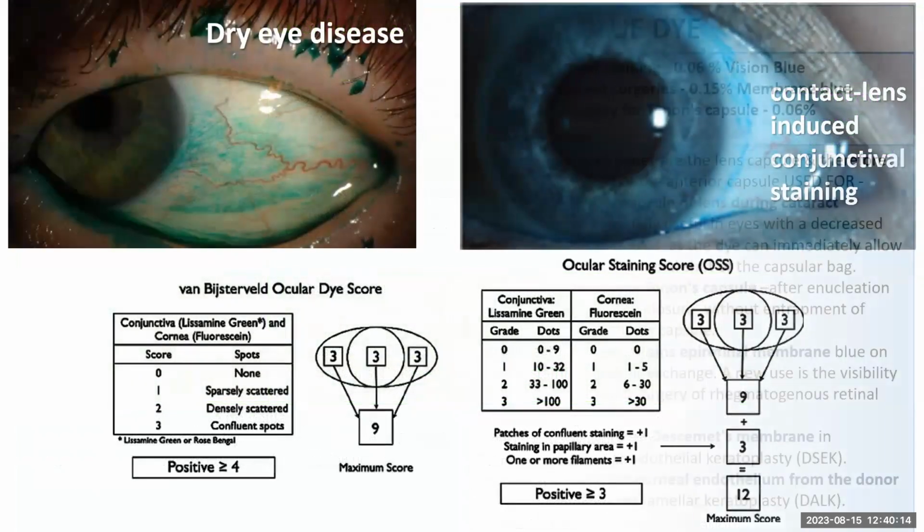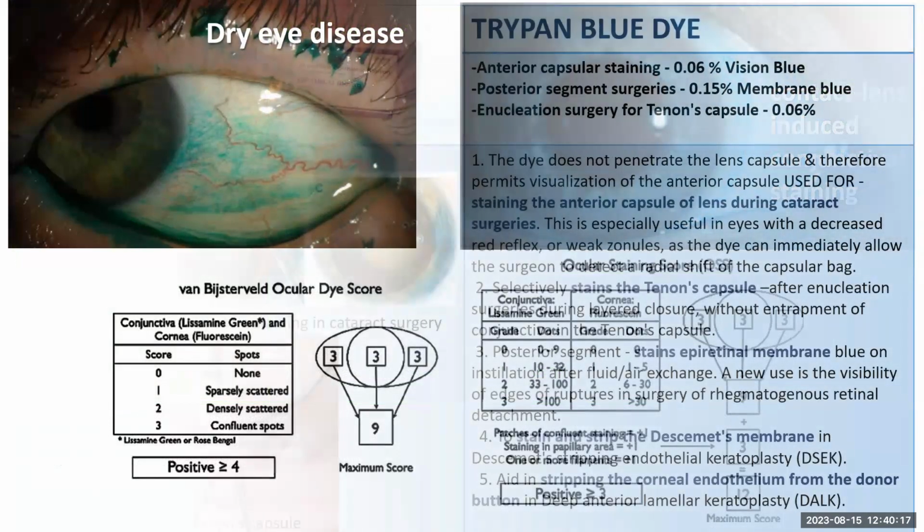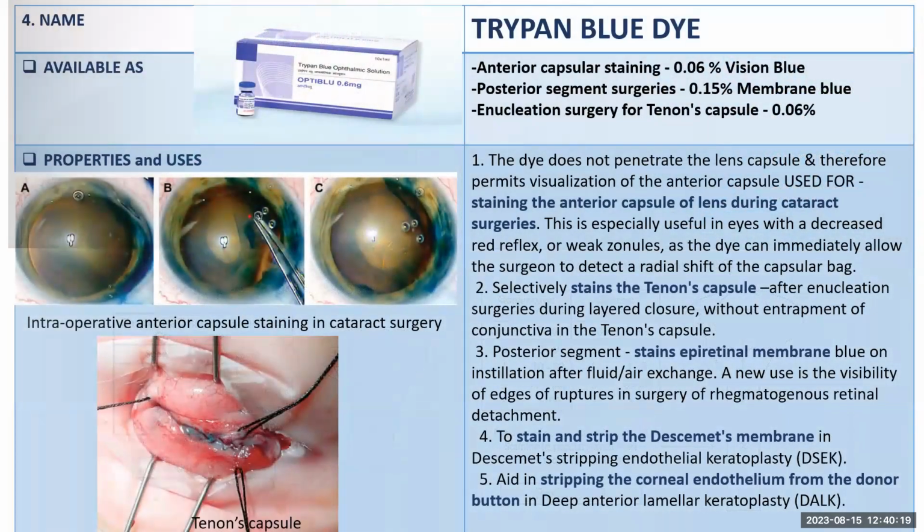The next dye is trypan blue dye. It is available as 0.06% vision blue, which stains the anterior capsule of the lens during cataract surgeries. Also as 0.15% membrane blue dye, which is used for staining in posterior segment surgeries. The stain is also used to stain the Tenon's capsule after enucleation surgeries for layered closure. And it is also used to stain and strip the Descemet's membrane in Descemet stripping endothelial keratoplasty, as well as stripping the corneal endothelium for deep anterior lamellar keratoplasty.